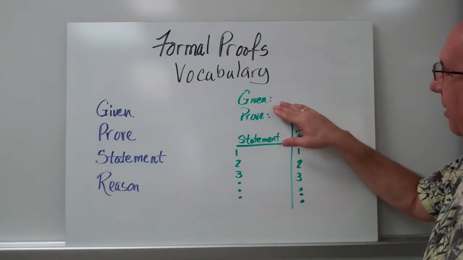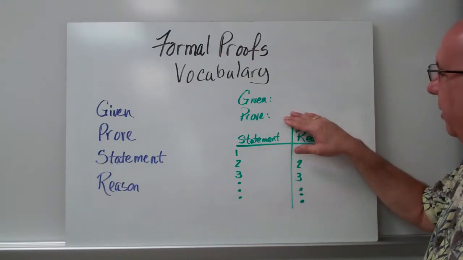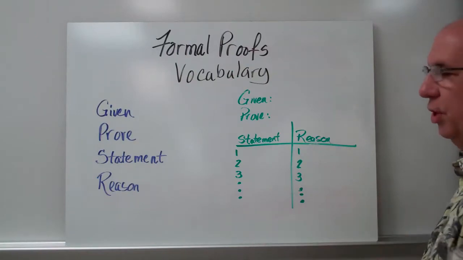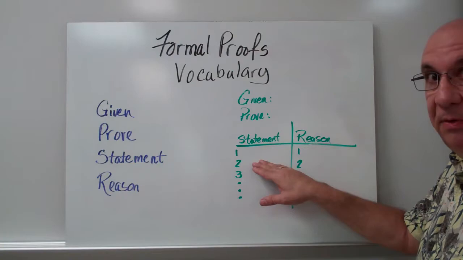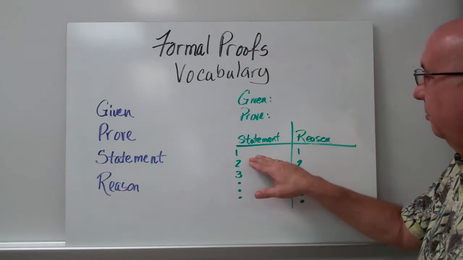The given is at the top. What you're supposed to prove is listed below that. And then you have a T-chart. That's your two-column proof. Above the top left-hand column is the word statement.